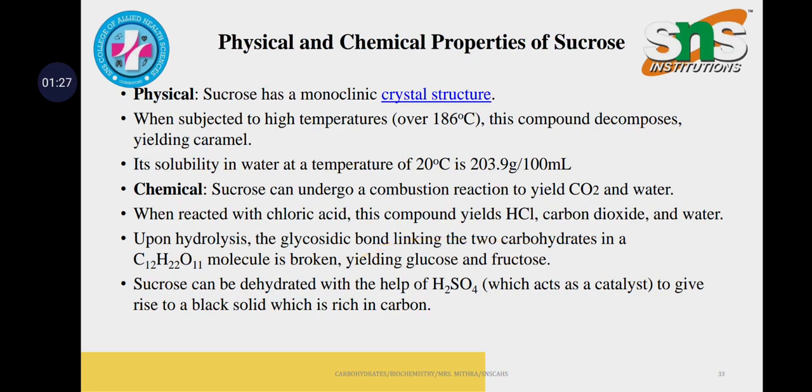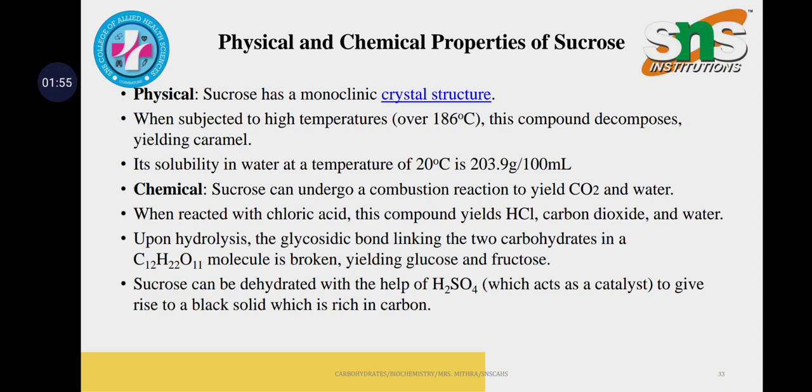Coming to the physical and chemical properties. Physically, it is crystalline in structure. Over 186 degrees Celsius, this compound decomposes and yields caramel, which is used for candies. It is also soluble in water at a temperature of 20 degrees Celsius.